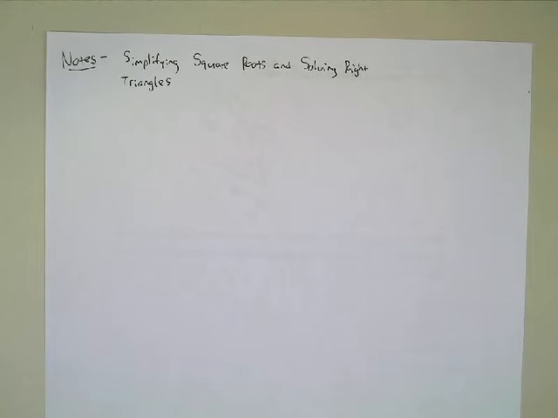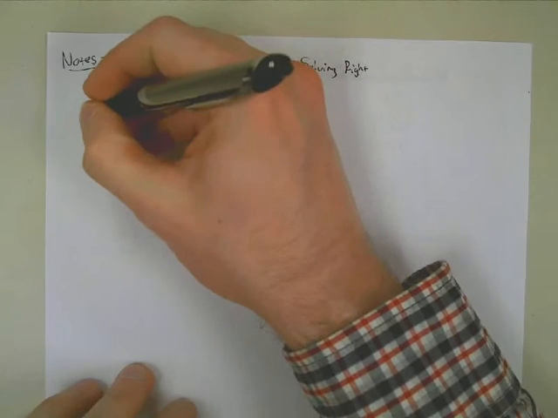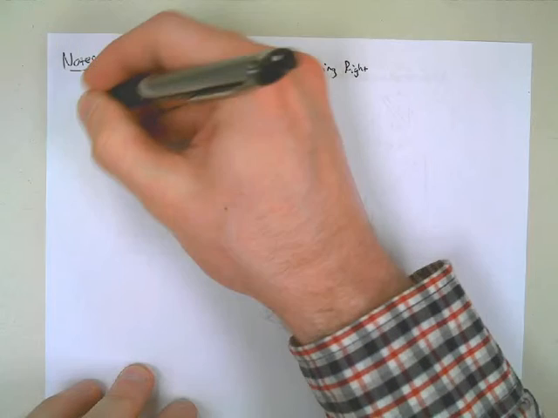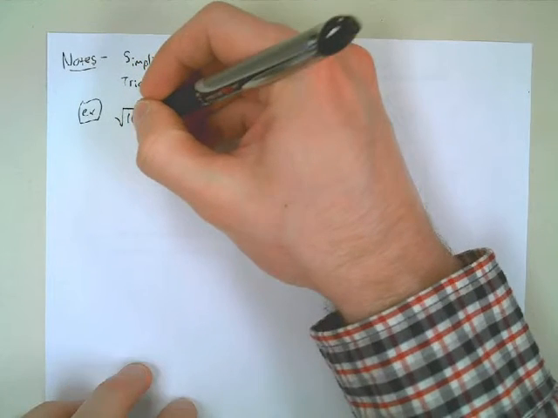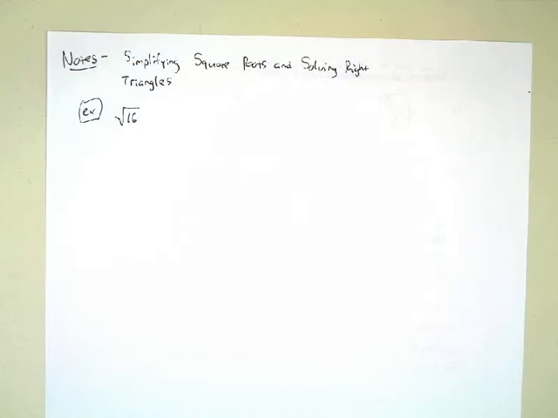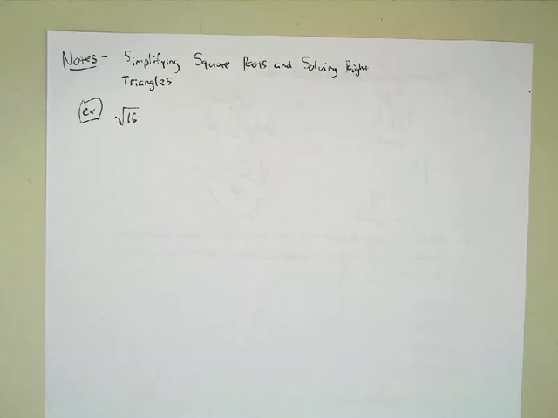First of all, we have to remember here what a square root kind of means, right? So the square root of 16. What does that equal? 4. How do you know that? 4 times 4 equals 16. Right, because 4 times 4 is equal to 16.